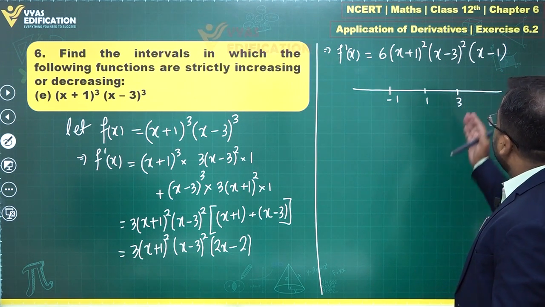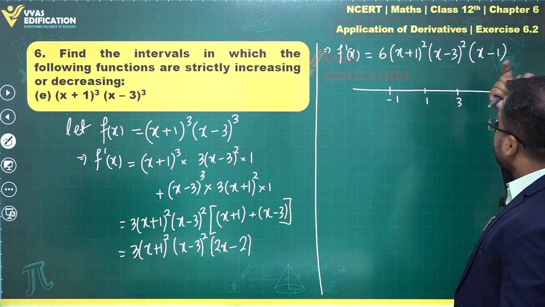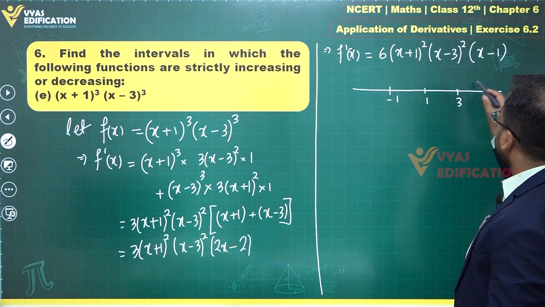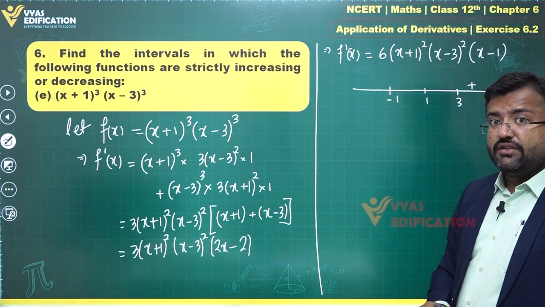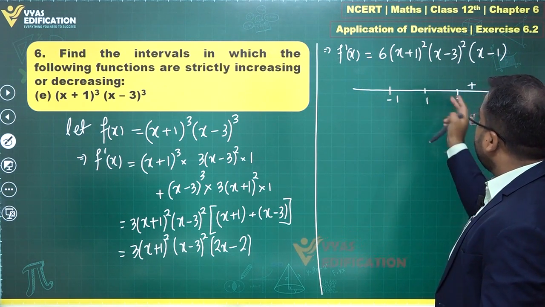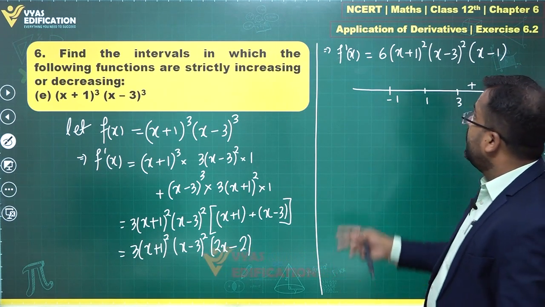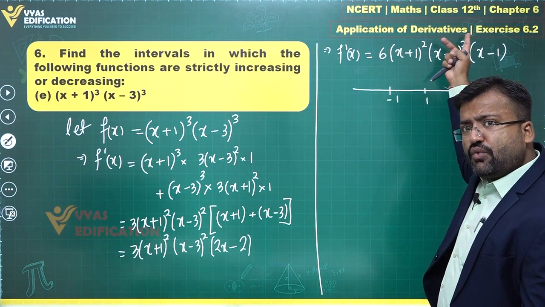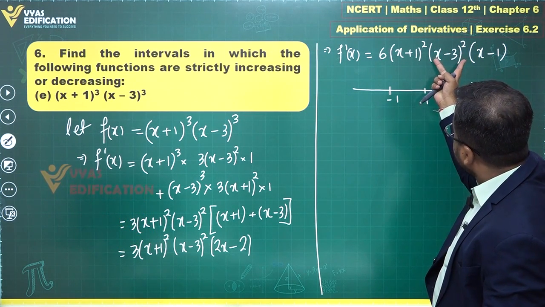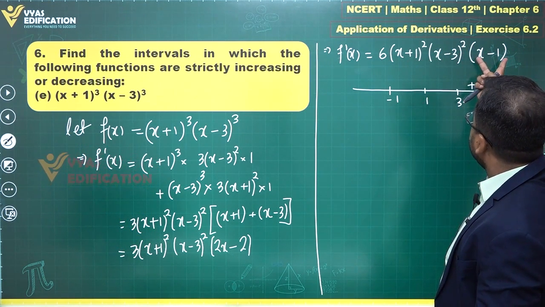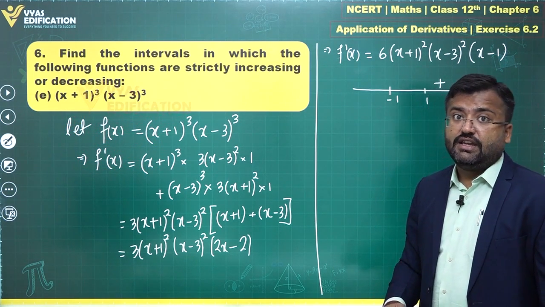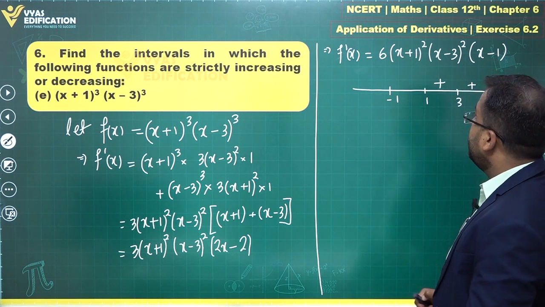Okay. For values greater than 3, let's take for example 4. This is positive, this is positive, this is also positive. Overall sign will be positive. For values between 1 and 3, let's take for example 2. This is positive. This is 2 minus 3, which is negative, but there's a square, right? So overall this value becomes positive, positive, positive, and 2 minus 1 is also positive. The overall sign is positive. Yes, you can comment on that.